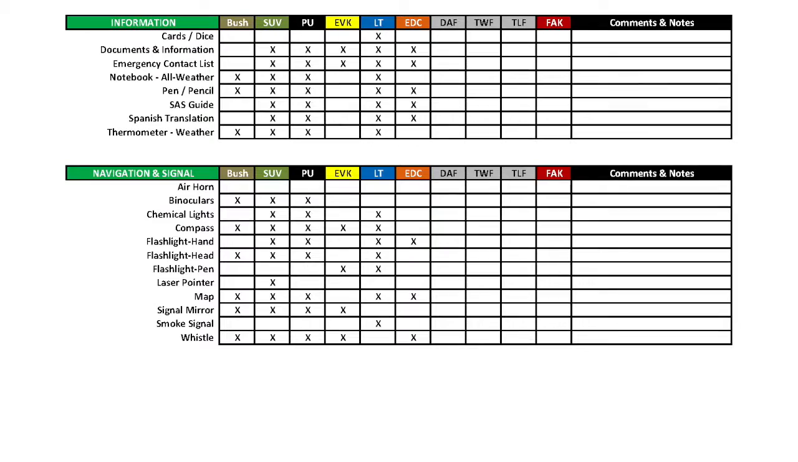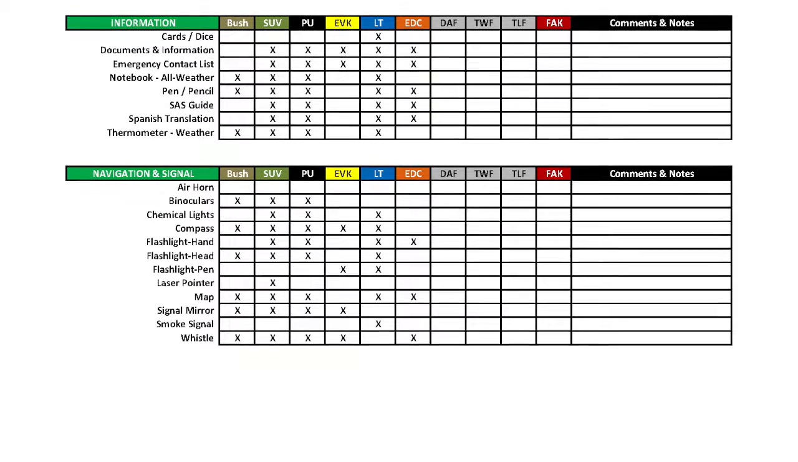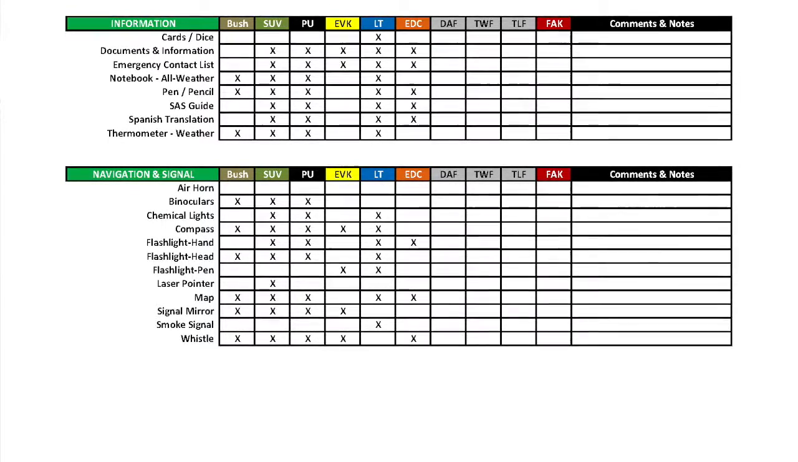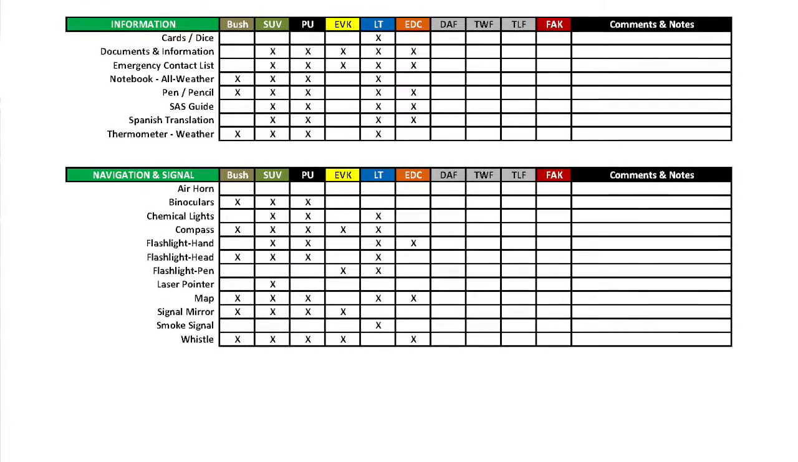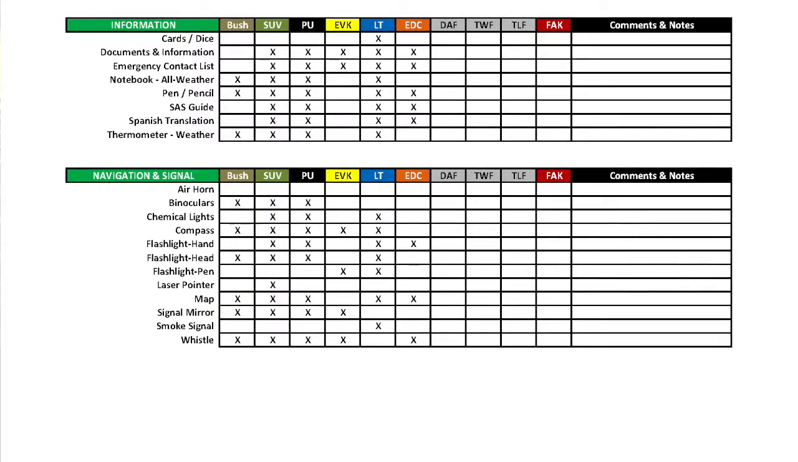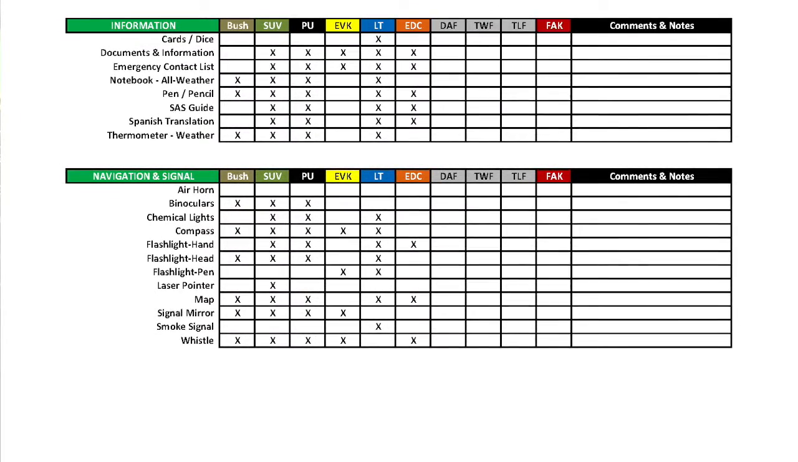And then the third subcategory is navigation and signaling. That's everything from candles, our flashlights that I put into the navigation category, being able to see and move around at night, compasses, maps, all of those type things fall under navigation and signaling, which is the third area of our fourth core need, which is rescue and communication.